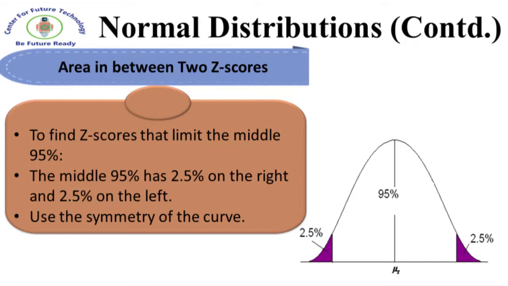Find the area of 0.025 on the negative side of the table. The Z score for the area to the left is minus 1.96. Since the curve is symmetric, the Z score for the area to the right is 1.96.